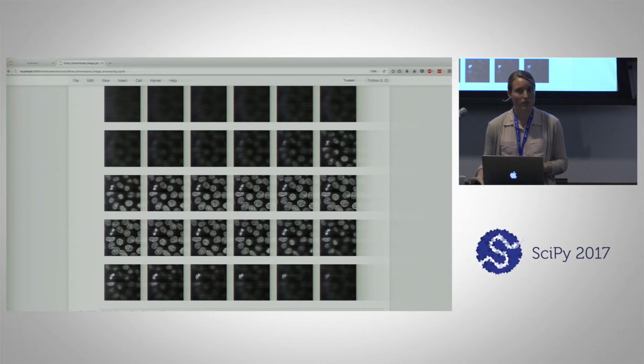Any questions about histogram or contrast adjustment?